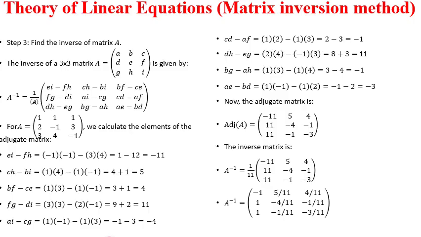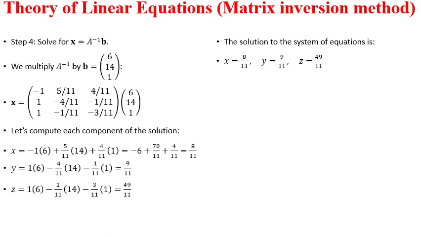So we then have to multiply 1 over 11 by all the elements to give us the inverse of the matrix, and that is what we've got here. We then move on from here. All right. So the next step is to solve for the variables.